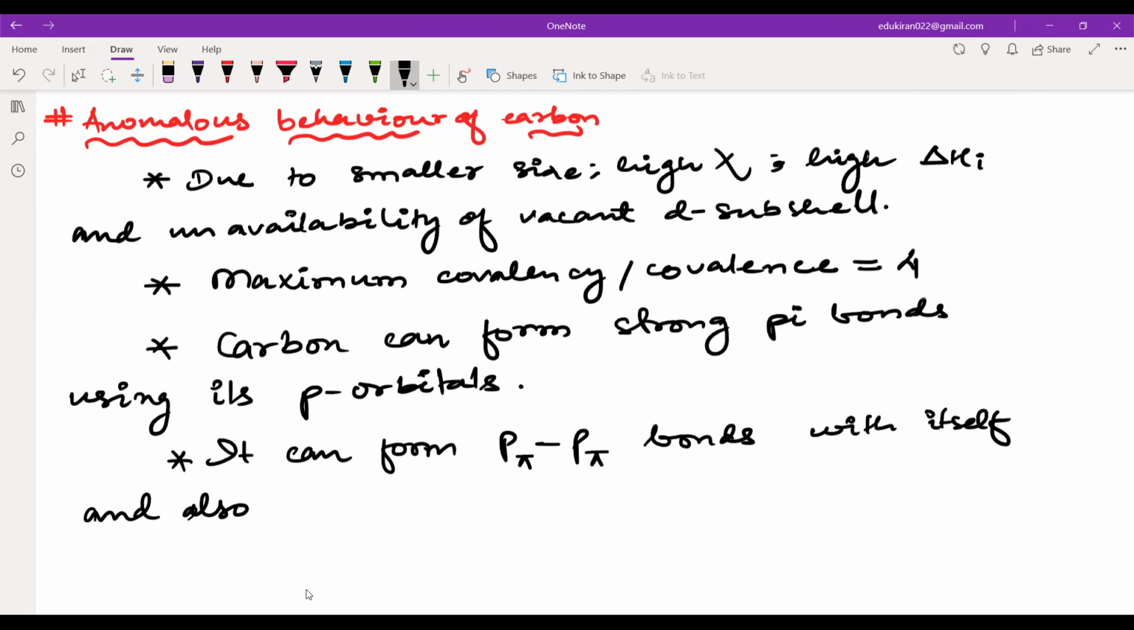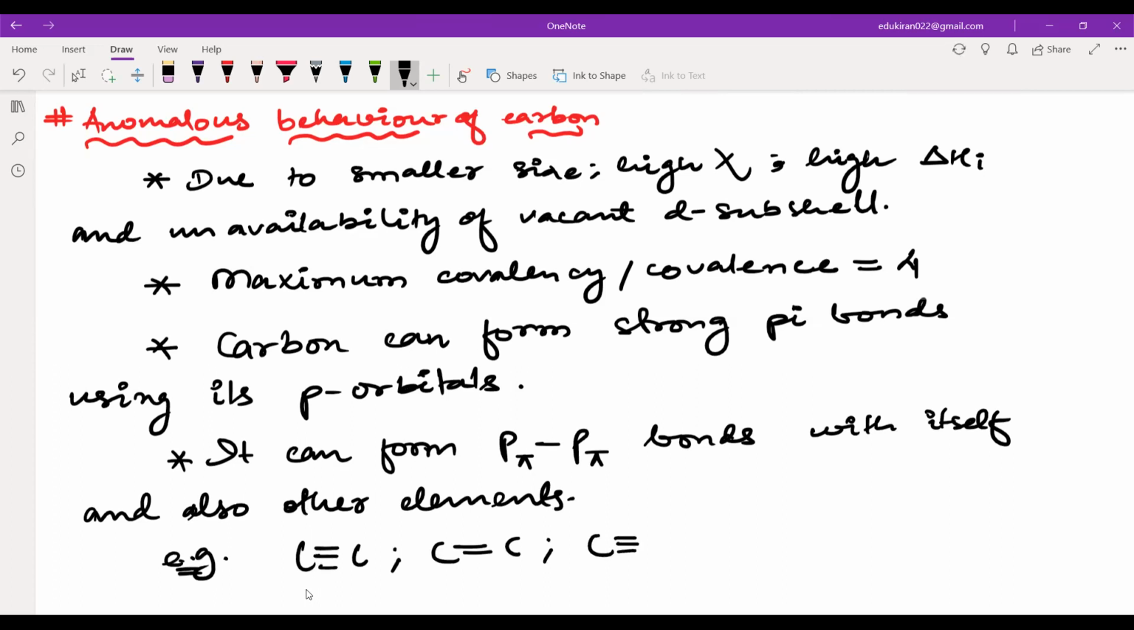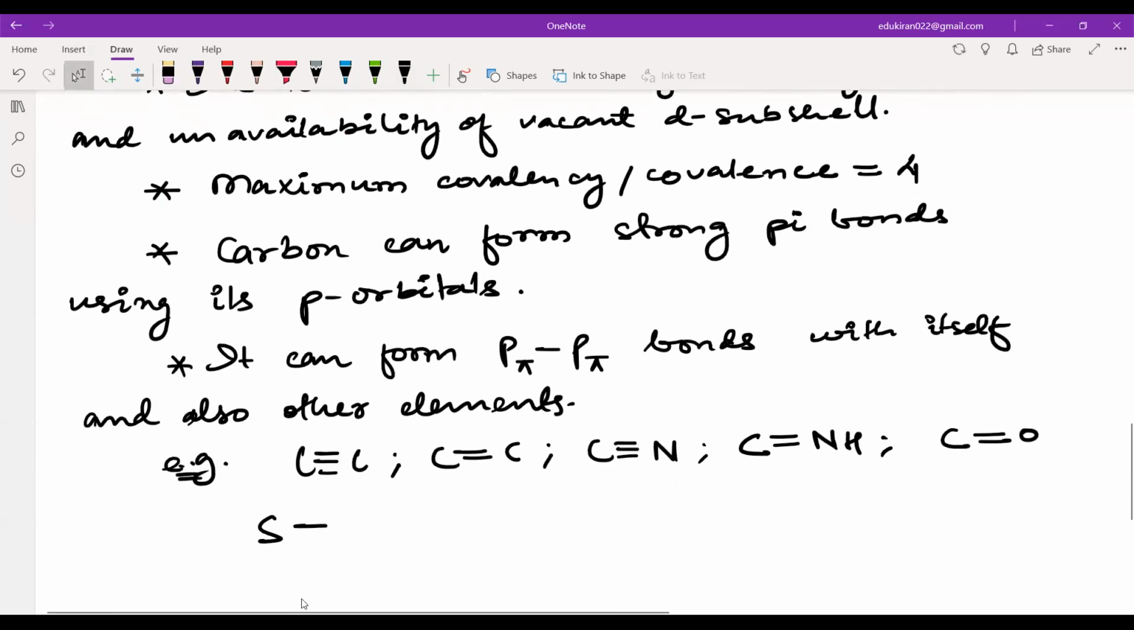and also other elements. For example, you can see it can form C triple bond C, C double bond C. It can form C triple bond N, C double bond N, C double bond O, and C double bond S.